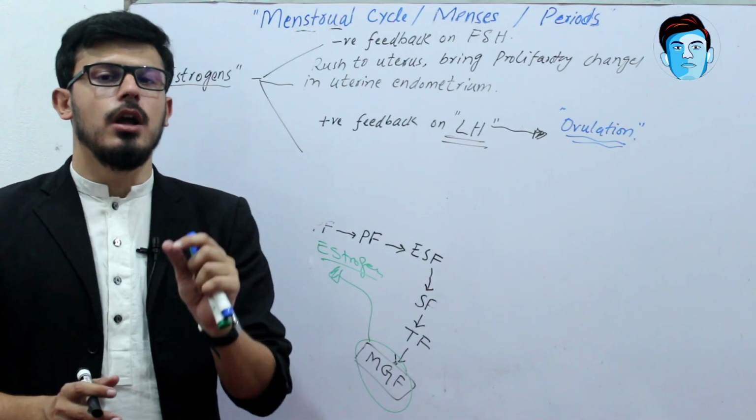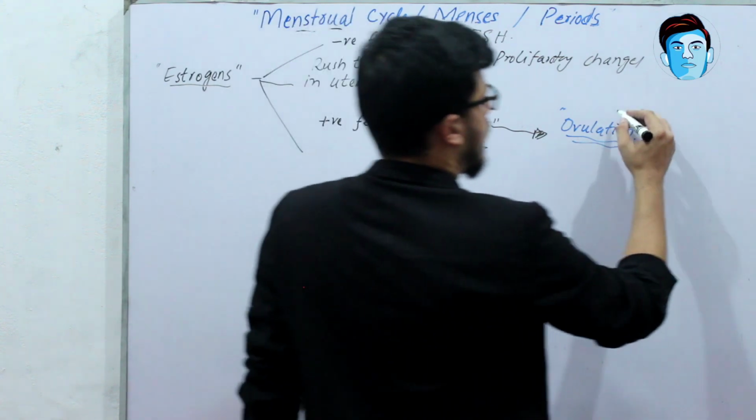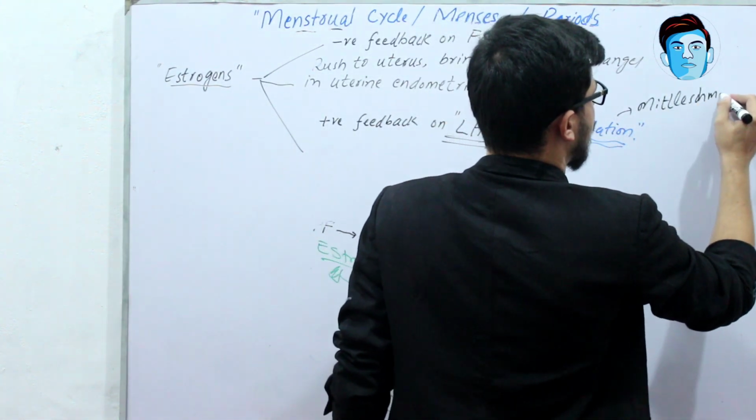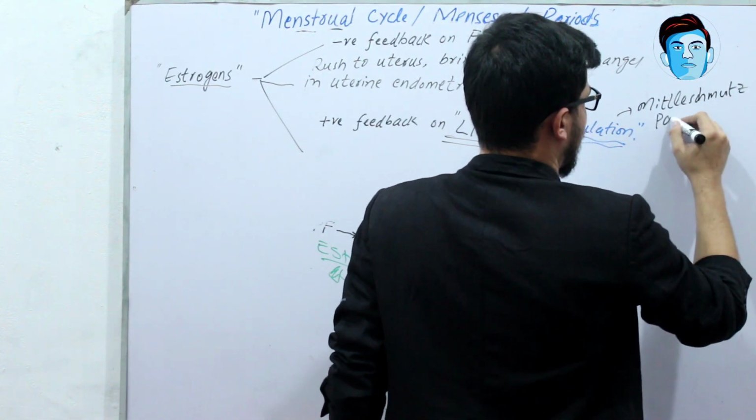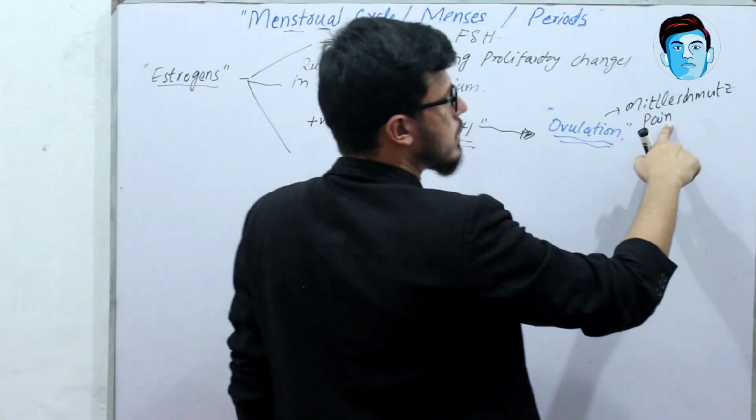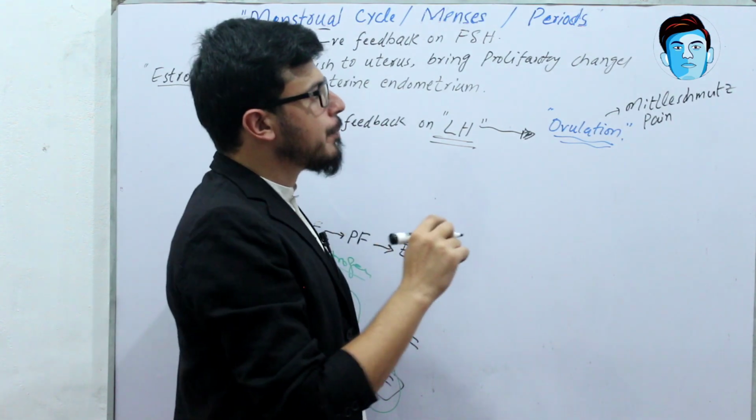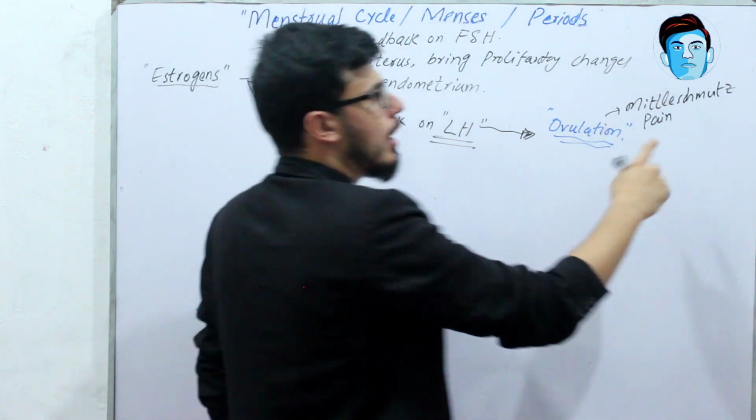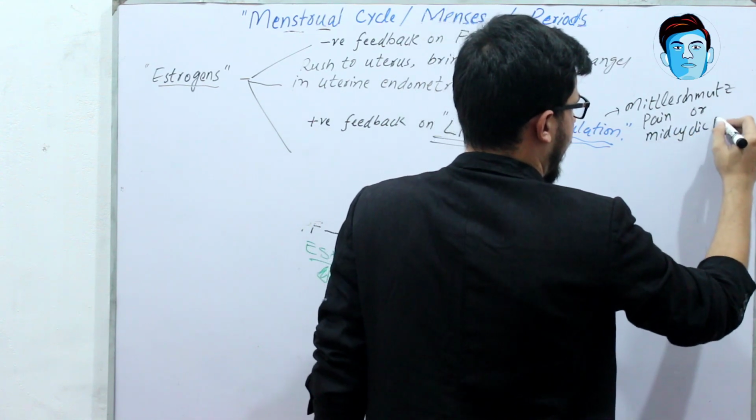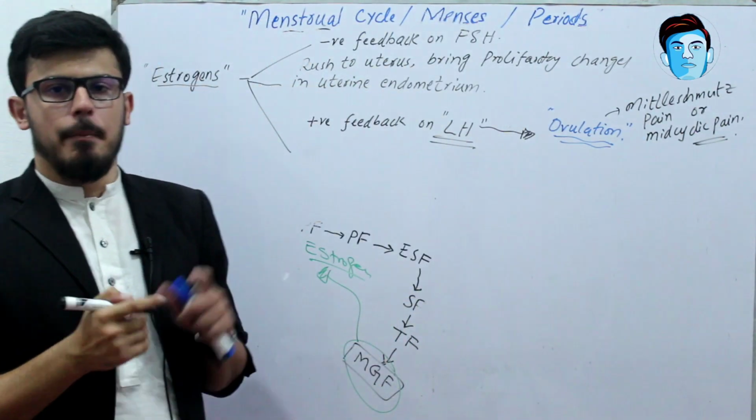Now another important point is that at the time of ovulation, some females usually feel a pain, and that pain is called Mittelschmerz pain. Maybe I have made a spelling mistake, so you can Google it as well. So at the time of ovulation, a female may feel a pain that is called menstrual pain, which is also called mid-cyclic pain, or mid-cycle pain.